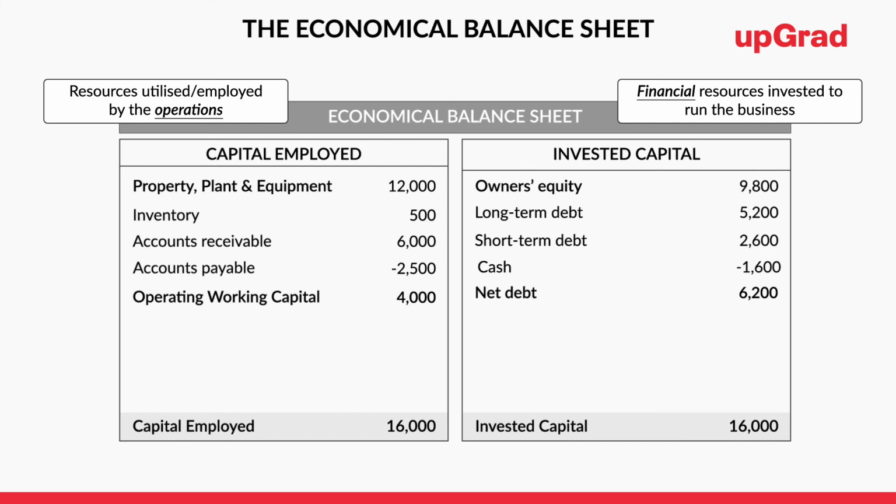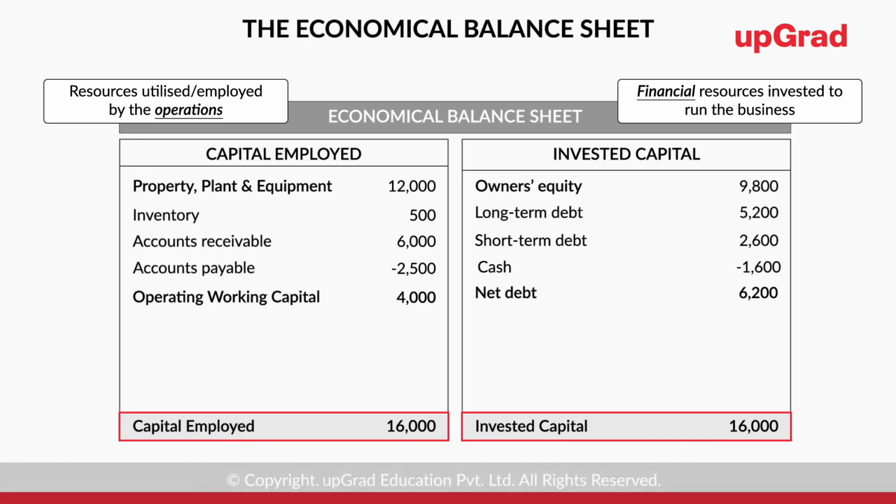Operations are managed on one hand and financing activities on another hand. See, my economical balance sheet is still balanced, and that's important. So you see how financial statements can help you. As a rule of thumb, keep your finances and operations separate.